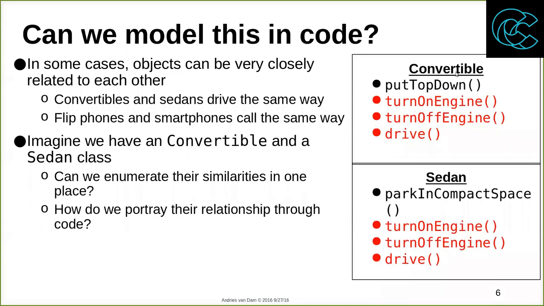In the convertible, let's have a convertible class. There you have your put top down, which is about the roof. The roof can be taken off, or it can be put back. And then there are some common things. The red colored ones are the similar functionality between convertible and sedan. So you have turn on engine, turn off engine, and then drive. In the sedan, the thing that is different is park in compact space. So I guess you can park in a more compact space than a convertible.